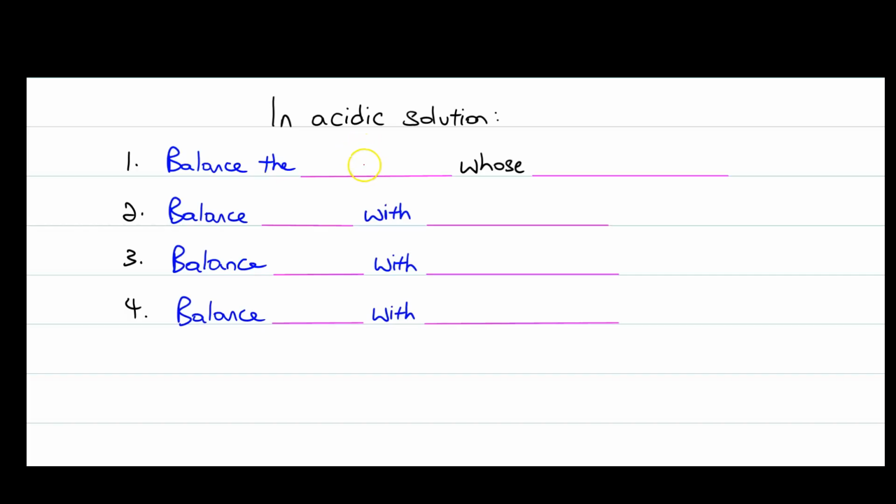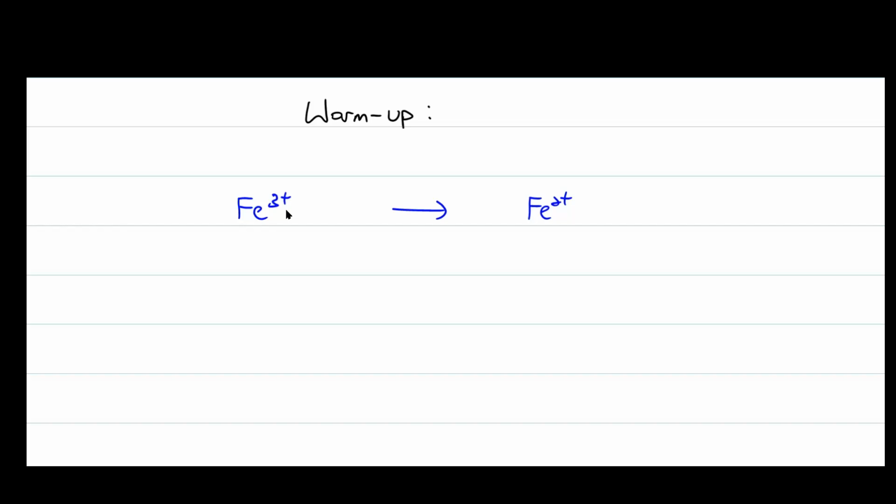First, balance the atom whose oxidation state changes. Then balance oxygen using water. After that, balance hydrogen using hydrogen ions. Finally, balance the overall charge using electrons. The biggest mistake students make is doing these steps in the wrong order. Let's start with a very simple example.